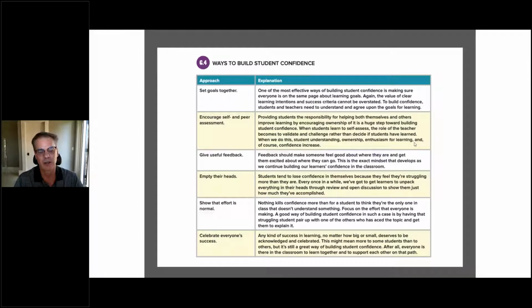The next two I think are even more interesting. Empty their heads. Students tend to lose confidence if they think they're struggling more than they actually are. So sometimes we have to meet with them, unpack what's going on, and show them how much they've accomplished. Show that effort is normal. It destroys our confidence when we think we are the only one who doesn't understand something. So let's show students that everyone's making an effort. And lastly, that we celebrate success for everybody, no matter how big or small.